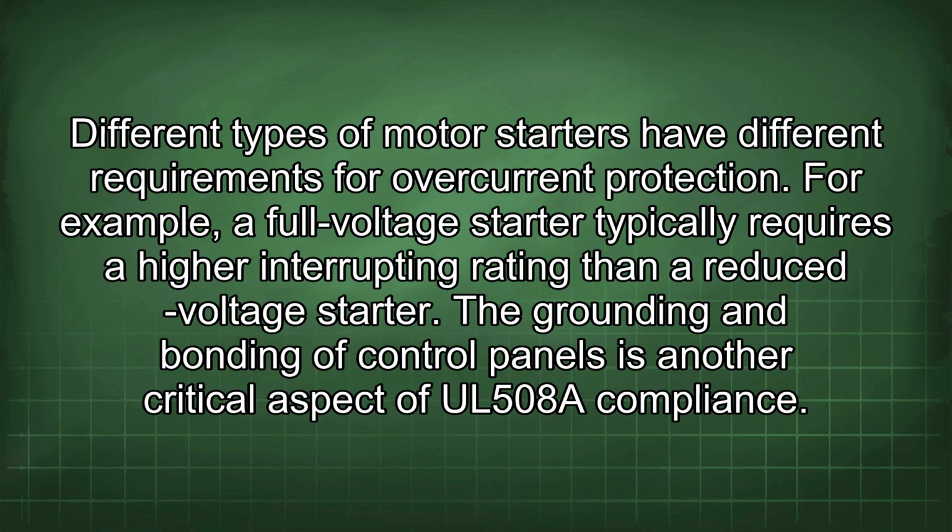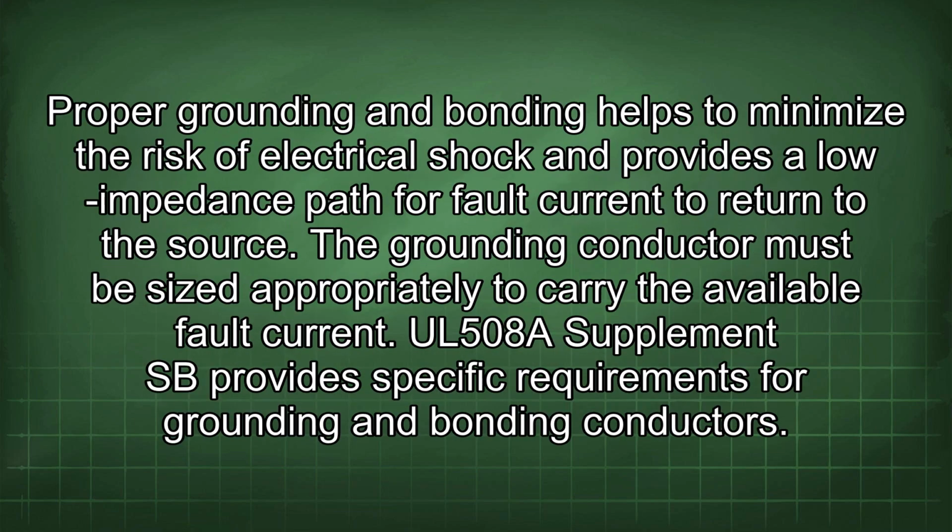The grounding and bonding of control panels is another critical aspect of UL508A compliance. Proper grounding and bonding helps to minimize the risk of electrical shock and provides a low impedance path for fault current to return to the source. The grounding conductor must be sized appropriately to carry the available fault current. UL508A Supplement SB provides specific requirements for grounding and bonding conductors.